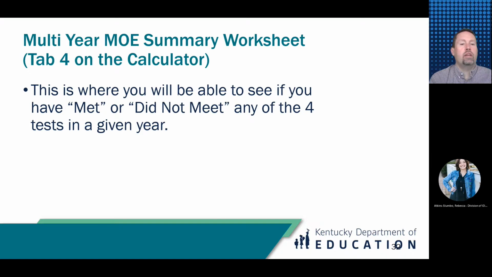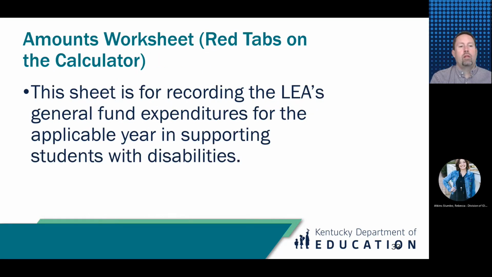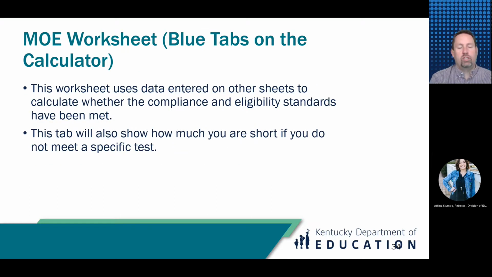Tab 4 on the calculator, that's where when you first receive your spreadsheet, you'll be able to see if you've met or did not meet any of the 4 tests in a given year. The red tabs on the calculator, that is where you record the budget, and it's recording your general fund expenditures for the applicable year and supporting students with disabilities. But again, you don't go in there and enter anything. You just are able to look on there and see. The only place that you would enter anything was that orange tab that I talked about earlier.